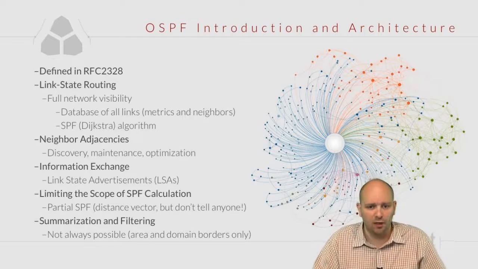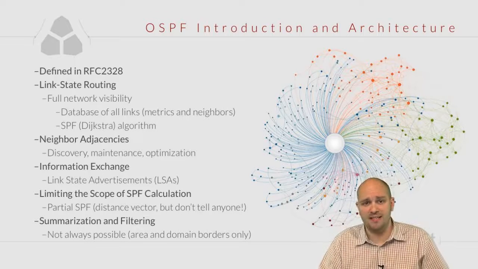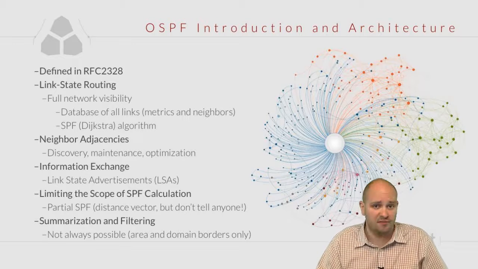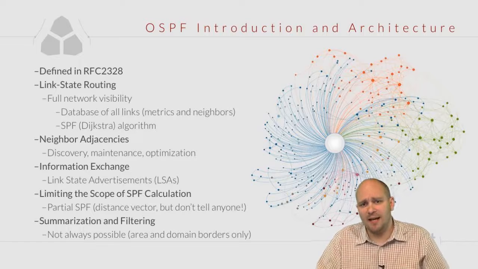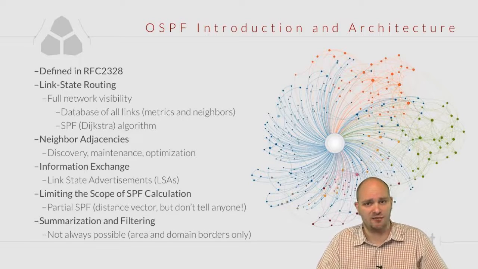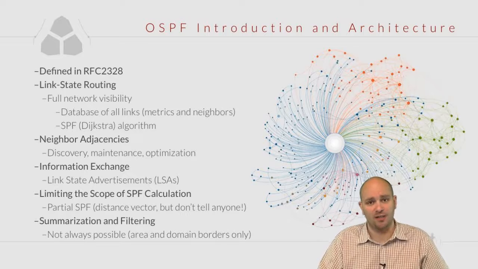And links are simply interfaces, and the information that is kept about these interfaces is their metrics and the relationships with other devices on those links. In other words, in this database we're going to have information not only about the interfaces themselves, what are the IP addresses and the networks associated with them, but also what other devices are connected on these links.